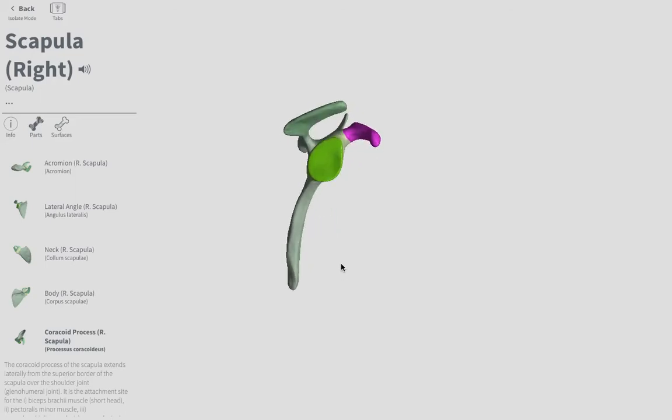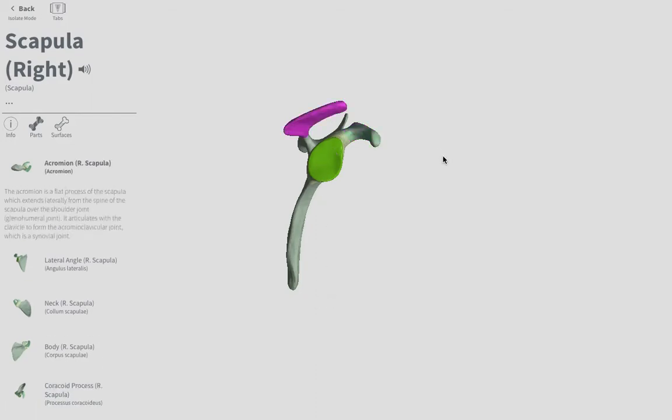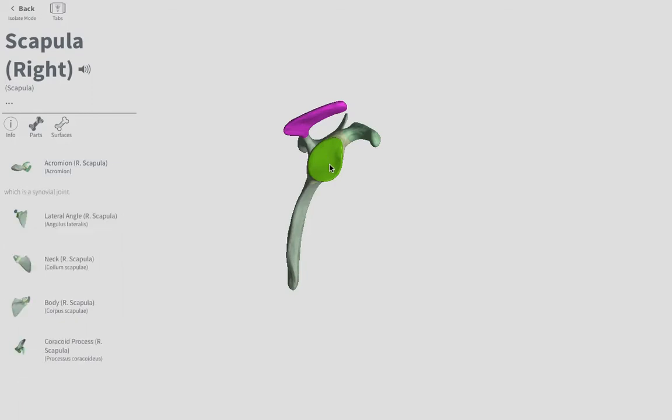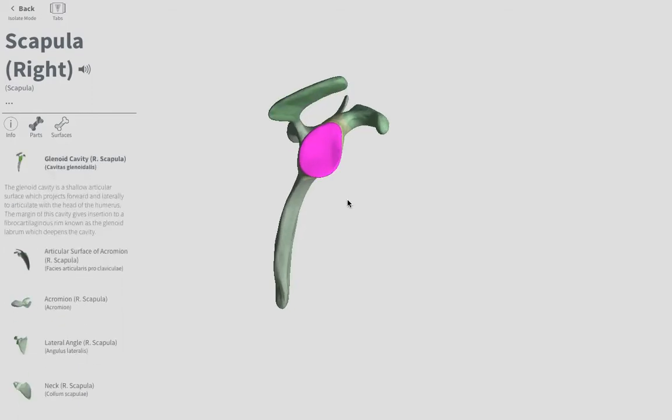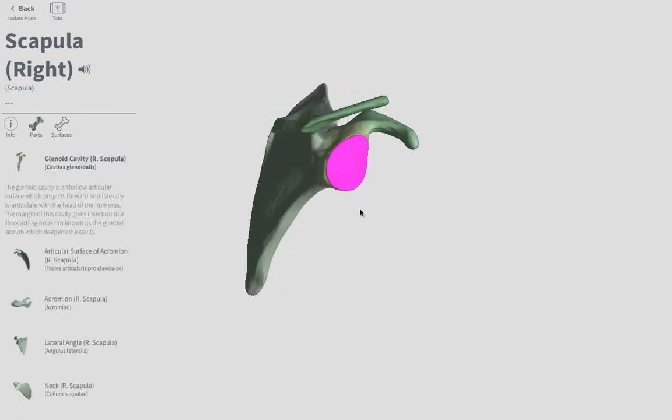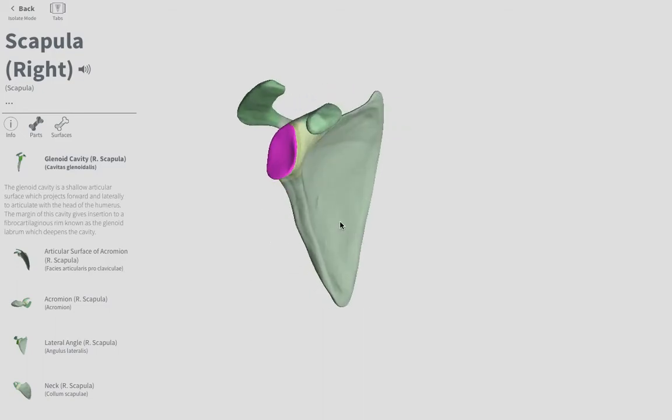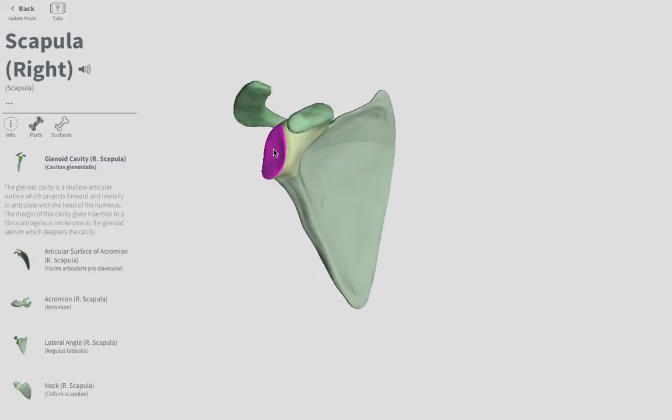So here's a lateral view. Your humerus would articulate right in there. That's the coracoid process and the acromion. The glenoid cavity is this depression in here where the humerus will actually articulate. So the humerus will stick right in there. That is our glenoid cavity.